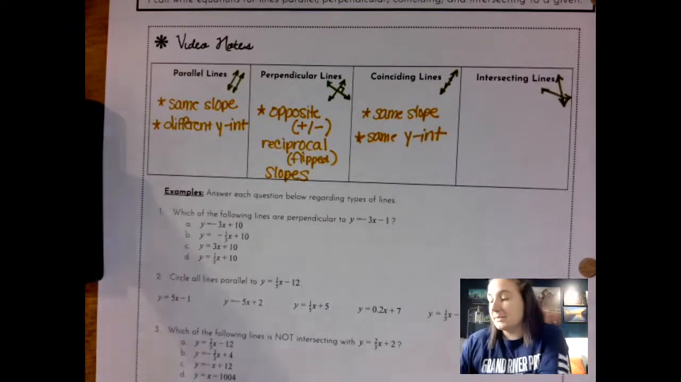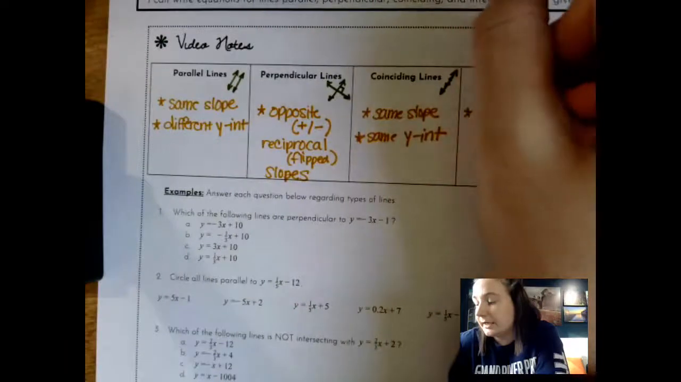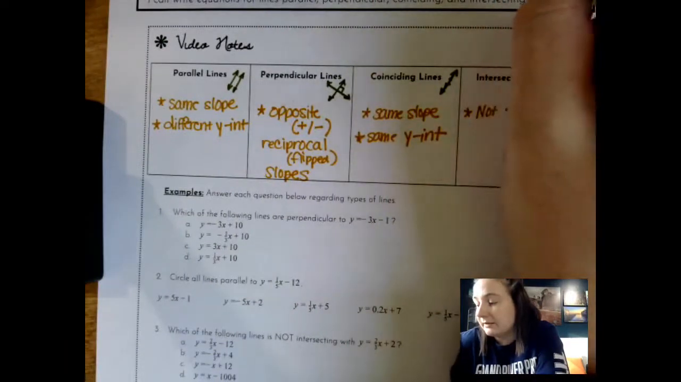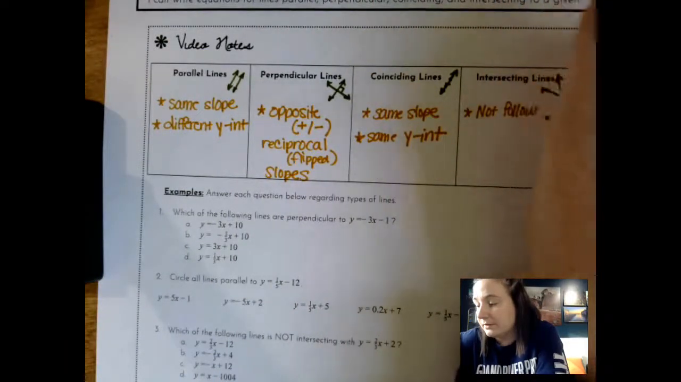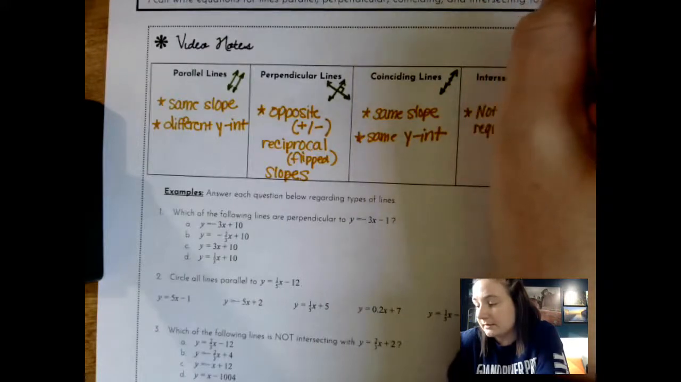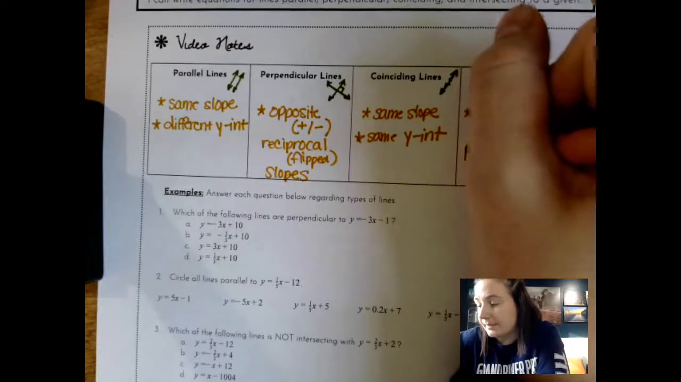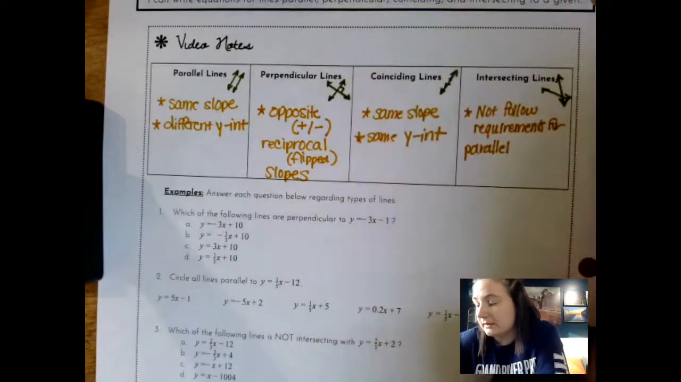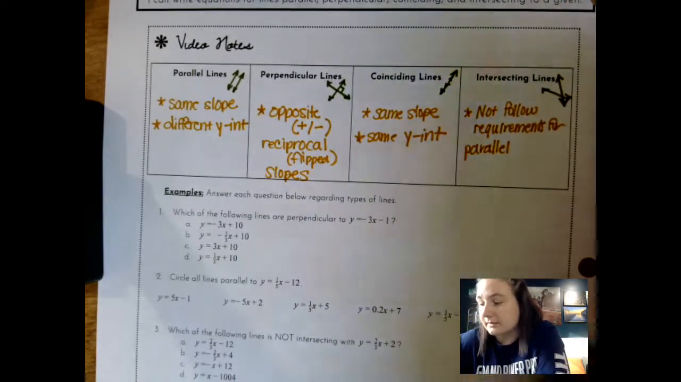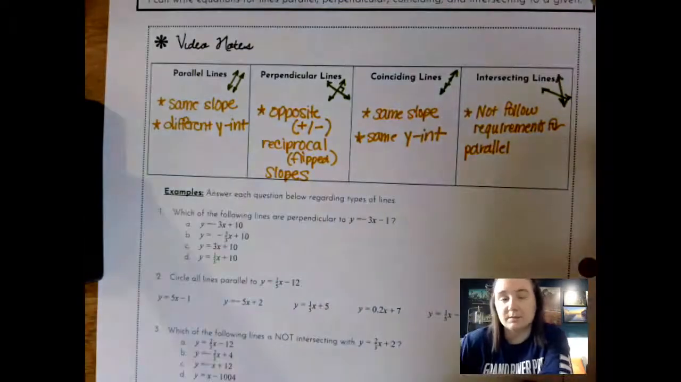And that just means that this one cannot follow the requirements for parallel lines, because coinciding lines technically intersect as well.